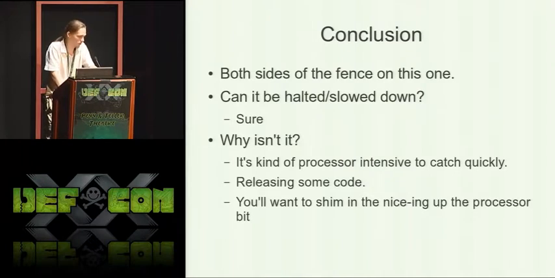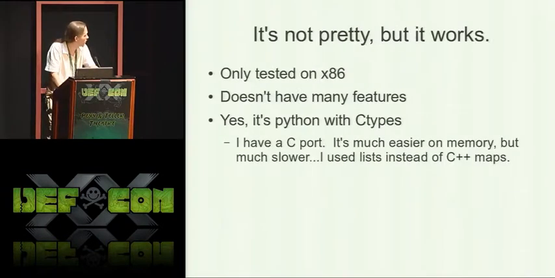There is some code that I'm giving out that catches it pretty fast. It is just Python with ctypes. It's not very heavy. You'll want to shim in nicing up the processor if you plan on leaving it running in the background, because it doesn't have any processor control at all. It's not pretty, but it works. I only tested it on x86. There are issues that can happen with x64 because the way you query memory changes and some of the results you get can change.